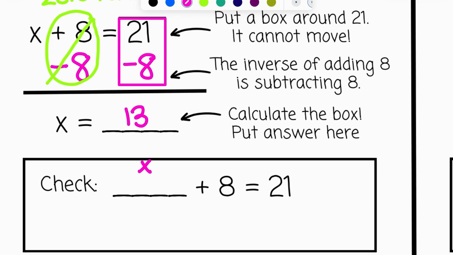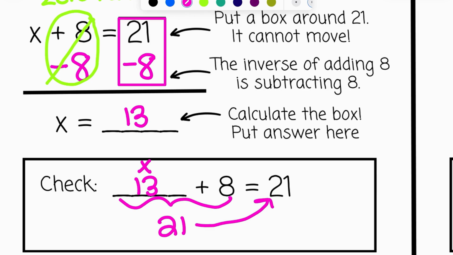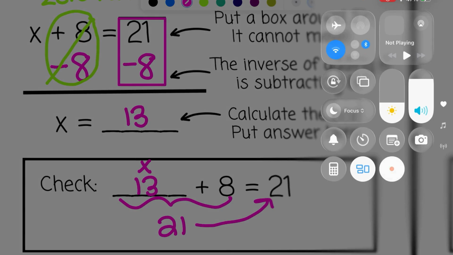To check your answer, you take wherever the x was in the original equation and you change it to a 13. So we had x plus 8. Now we're changing it to 13 plus 8. 13 plus 8 really does equal 21. So since it equals the right side of the equation, we know we got our answer correct.